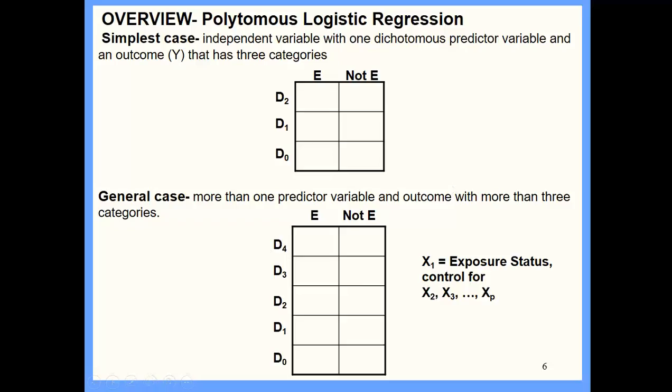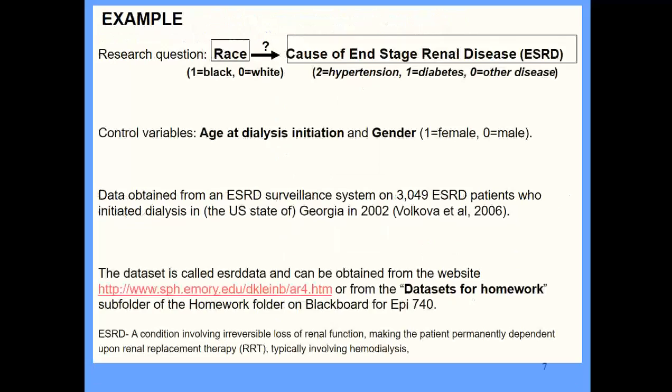But this is what Polytomous Logistic Regression is about, just very simply, more than 2 categories. Okay, so that's what it is. Okay, so here's the example. The Volkova example. Again, it's an end-stage renal example data set, paper published from it, so on.